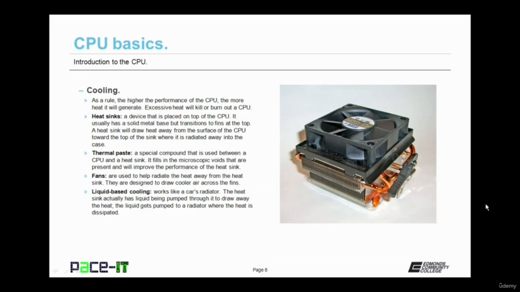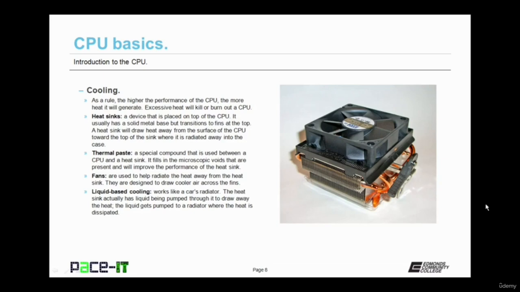A heatsink is a device that is placed on top of the CPU. It usually has a solid metal base, but it transitions to fins towards the top. A heatsink will draw heat away from the surface of the CPU towards the top of the sink where it is radiated away into the case.